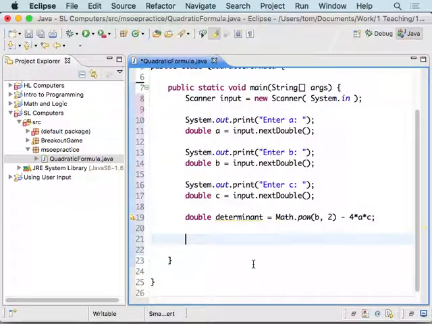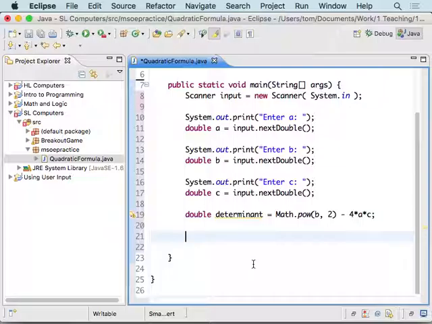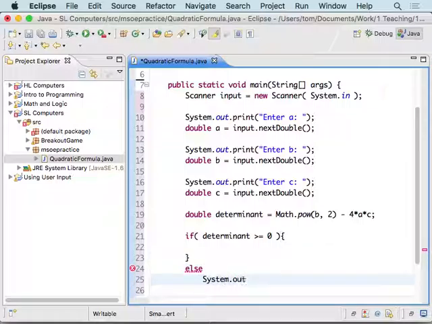Okay? So again, this is b squared minus 4ac. And then we want to determine whether that's going to give us imaginary results. Okay? So basically what we could say is if the determinant is greater than or equal to 0, then we're going to do some math. Else, we're just going to print out that the values they gave us would result in imaginary results, or imaginary roots.